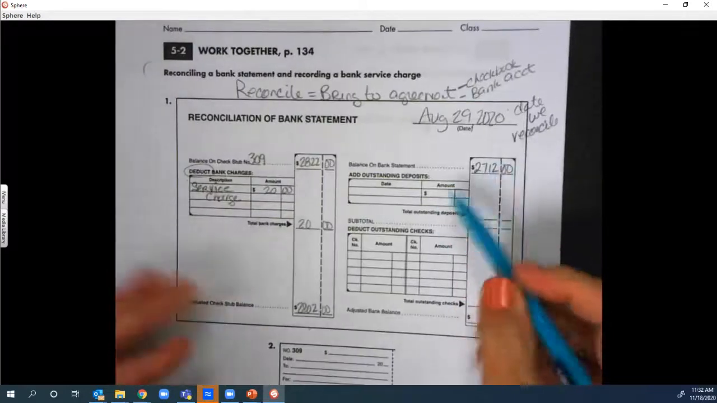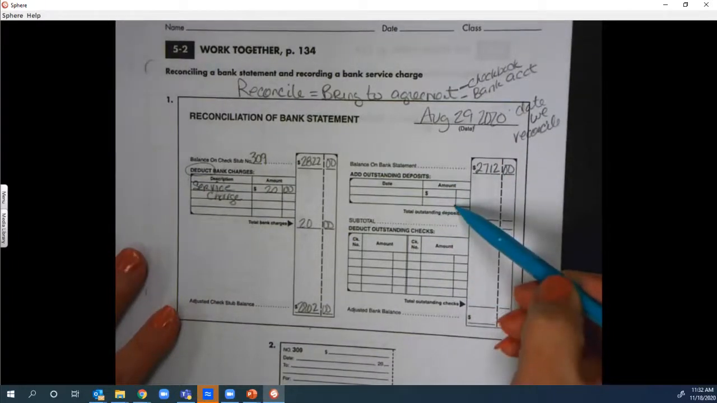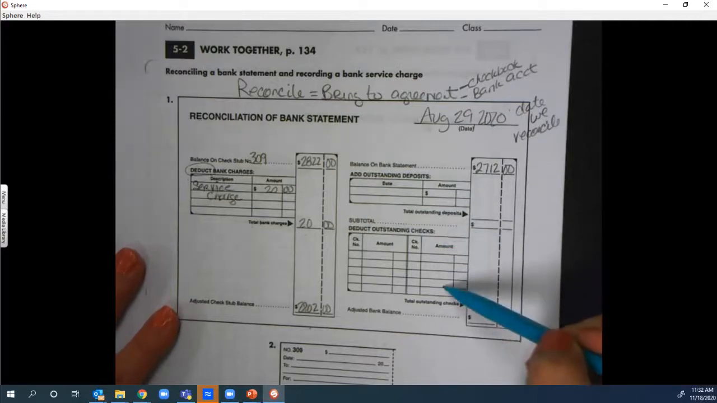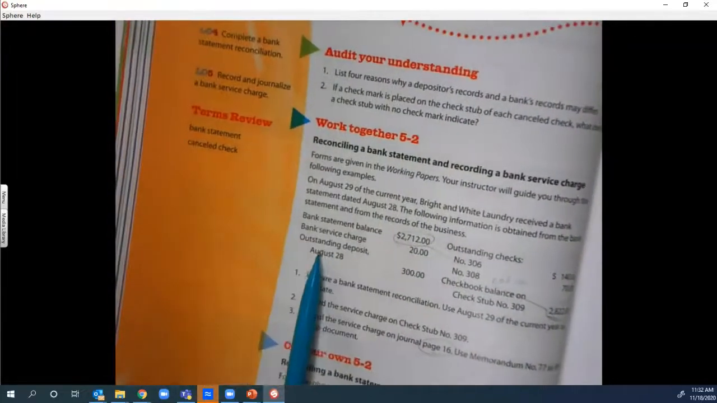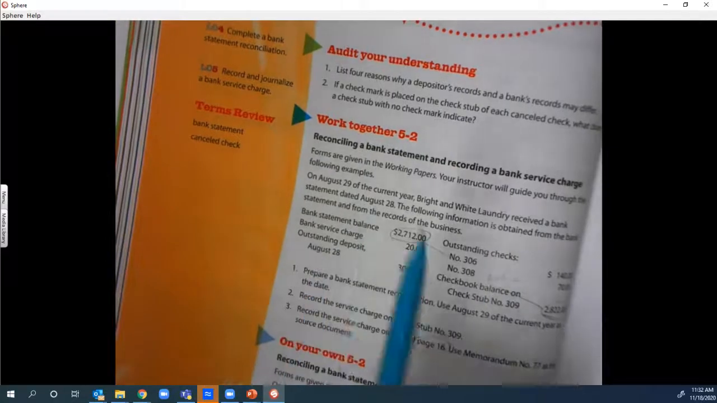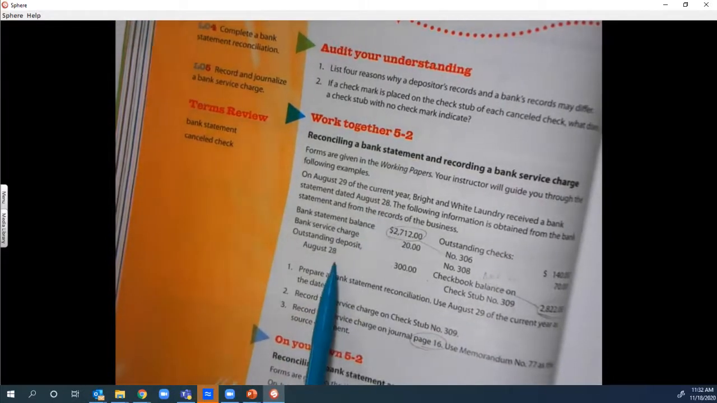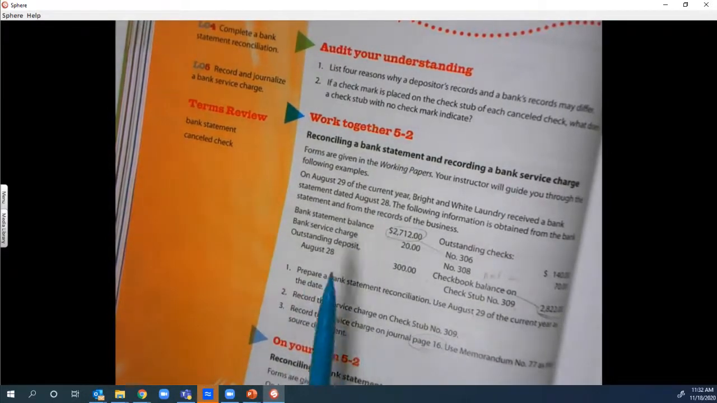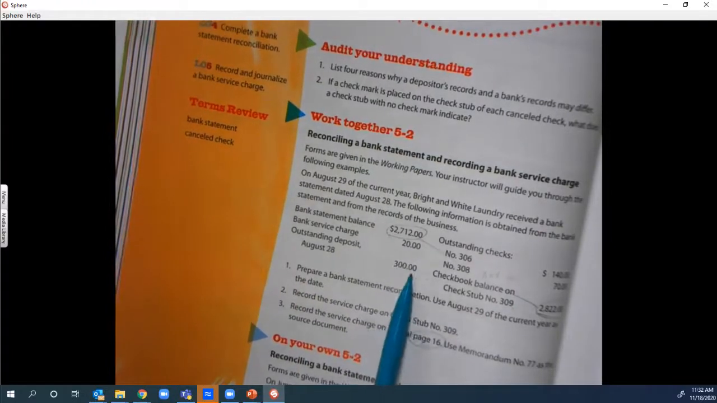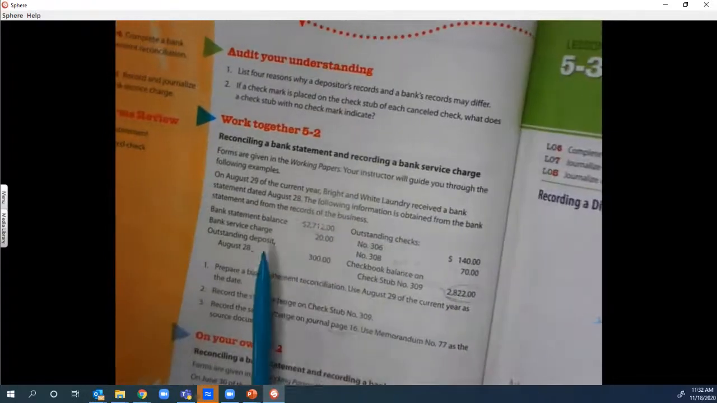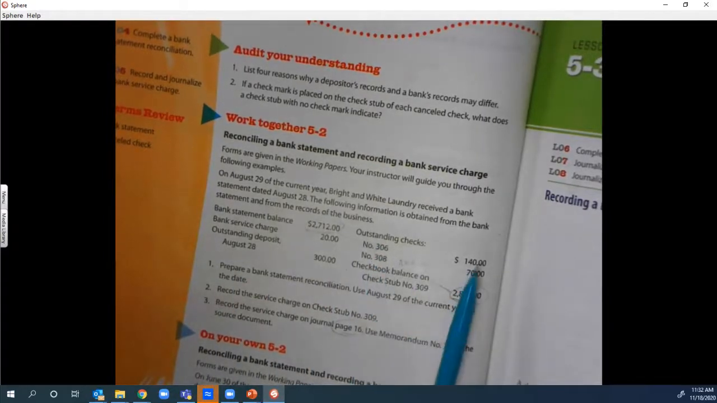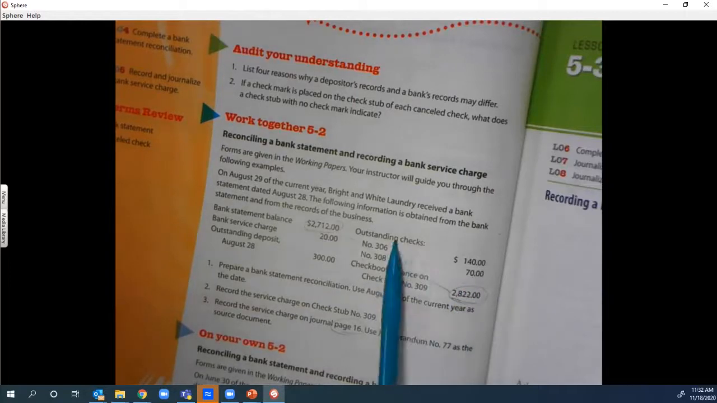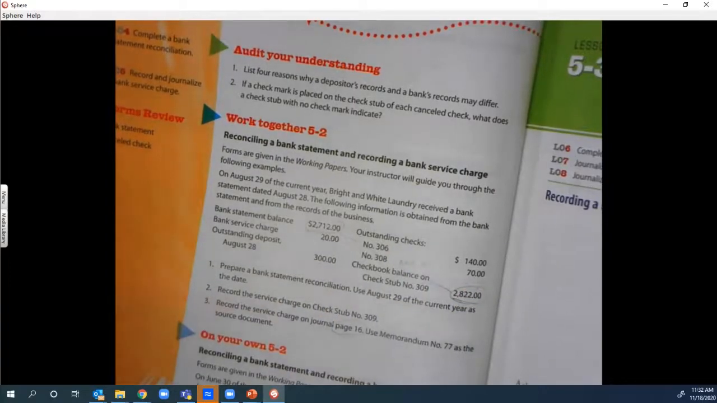And then, like I said, in that time frame, we may have made some deposits and we may have written some checks. And so that's what we have to take care of here. It tells us that this was printed on the 28th, but also on the 28th, after it was printed, we went and made a deposit of $300. And then sometime probably on the 28th or the morning of the 29th, we wrote 2 checks for 140 and 70. So those are the 3 things that we have to write on the reconciliation.